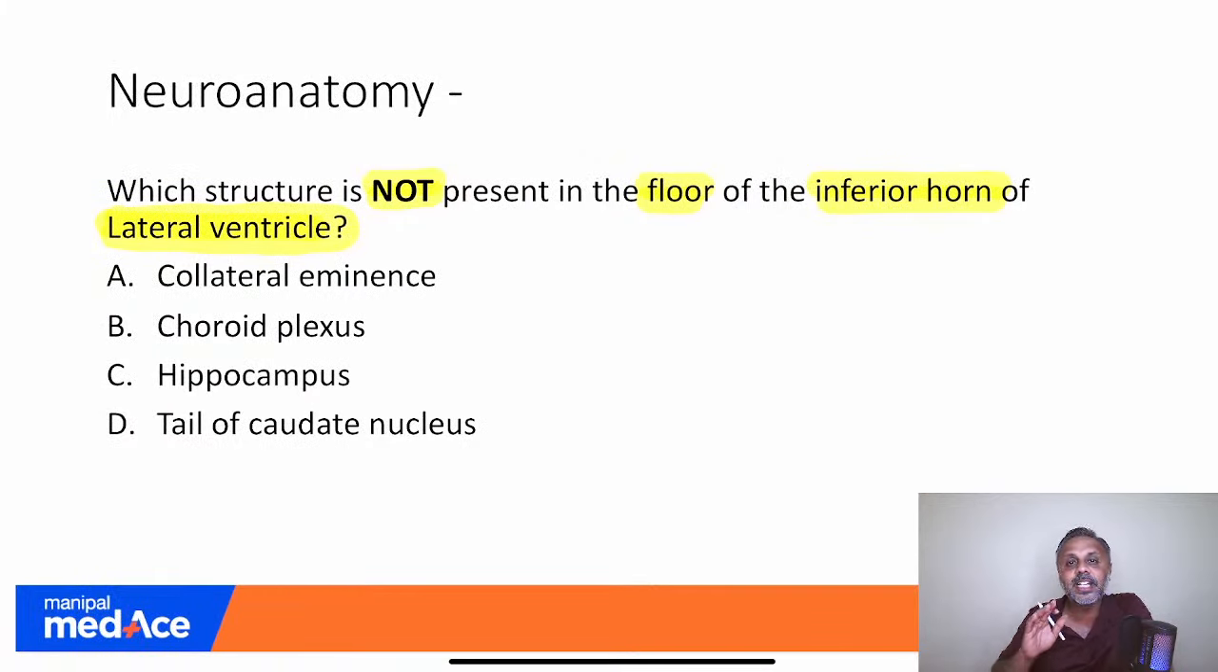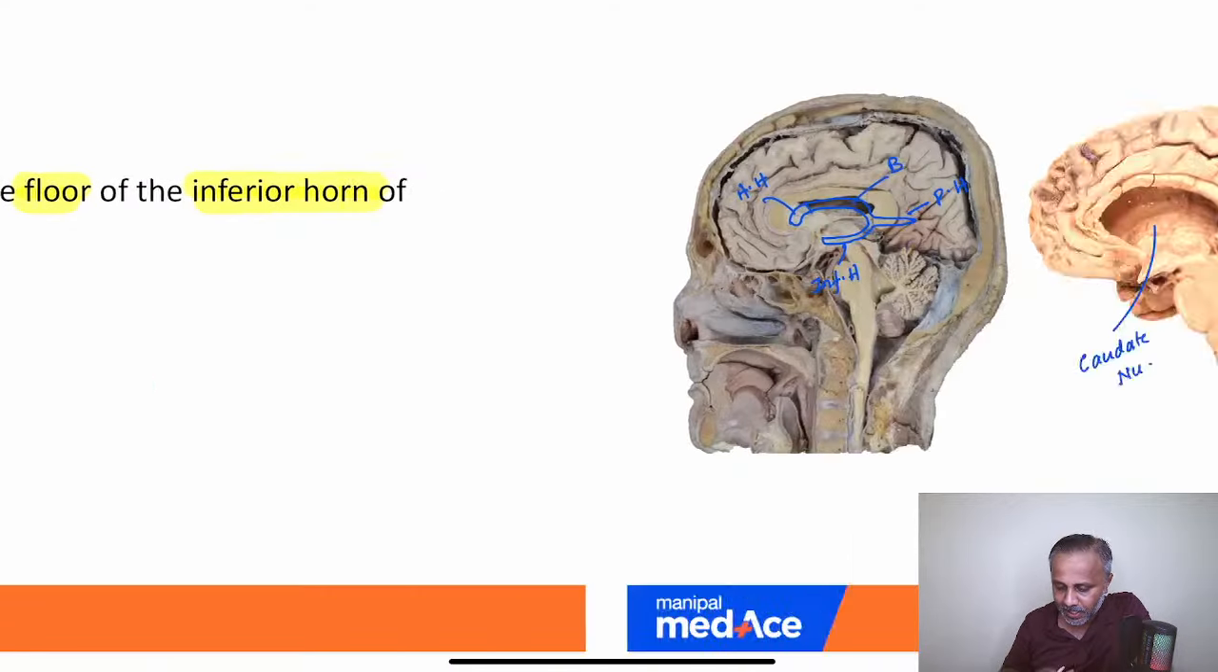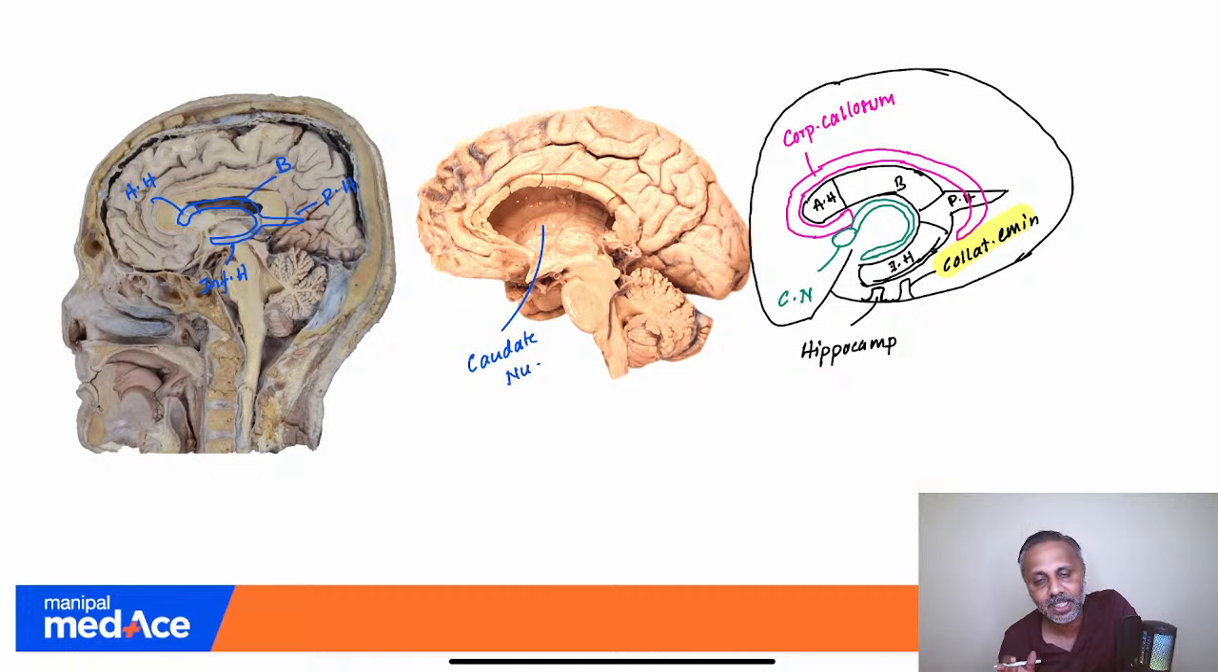So what structure never forms a relation of the floor? It is the tail of the caudate nucleus. Why? Because this is related to the roof of the inferior horn of the lateral ventricle. Now hope this is clear. Imagine if you learn the anatomy of the lateral ventricle like this, it becomes a lot easier. Of course, learning it through a coronal section is a little bit complex, but you have to learn the lateral ventricle relations by drawing the outline of the corpus callosum and the caudate nucleus, so the concepts become a lot clearer. Hope this is clear.